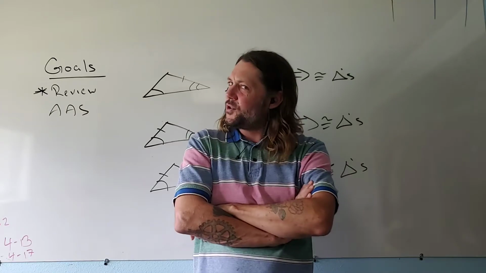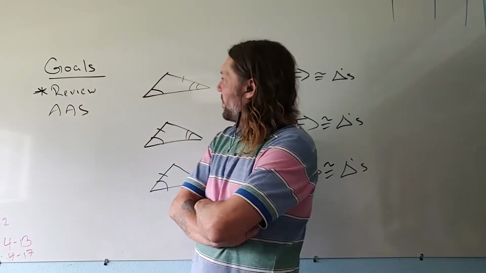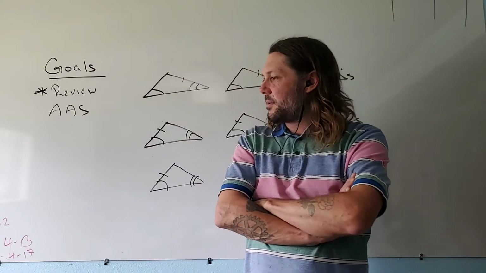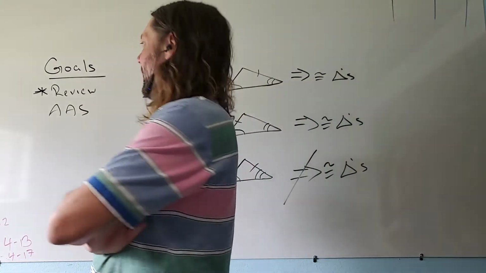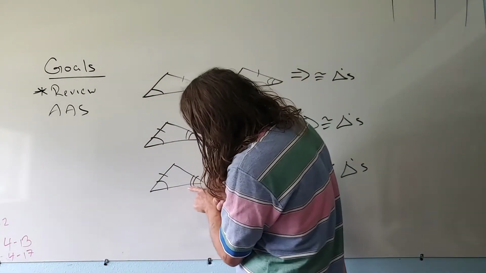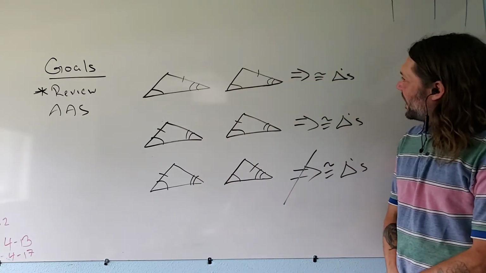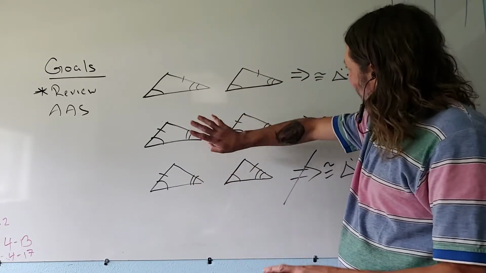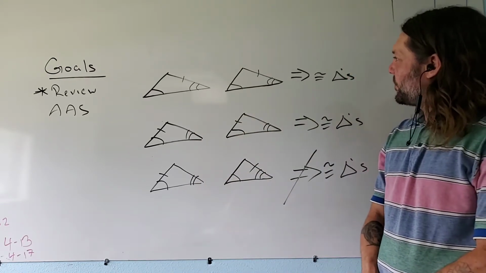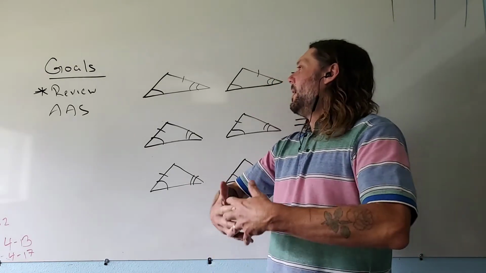So it's going to be a very short lesson. So today's goals are to review angle, angle, side. It's a congruence pattern that we're looking for. And I have a couple examples that I drew on the board, and let me just talk about these really quick. So, angle, angle, side, it's a congruence pattern, and if you have this congruence pattern, you get identical triangles. You get identical congruent triangles. You get triangles that are the same.